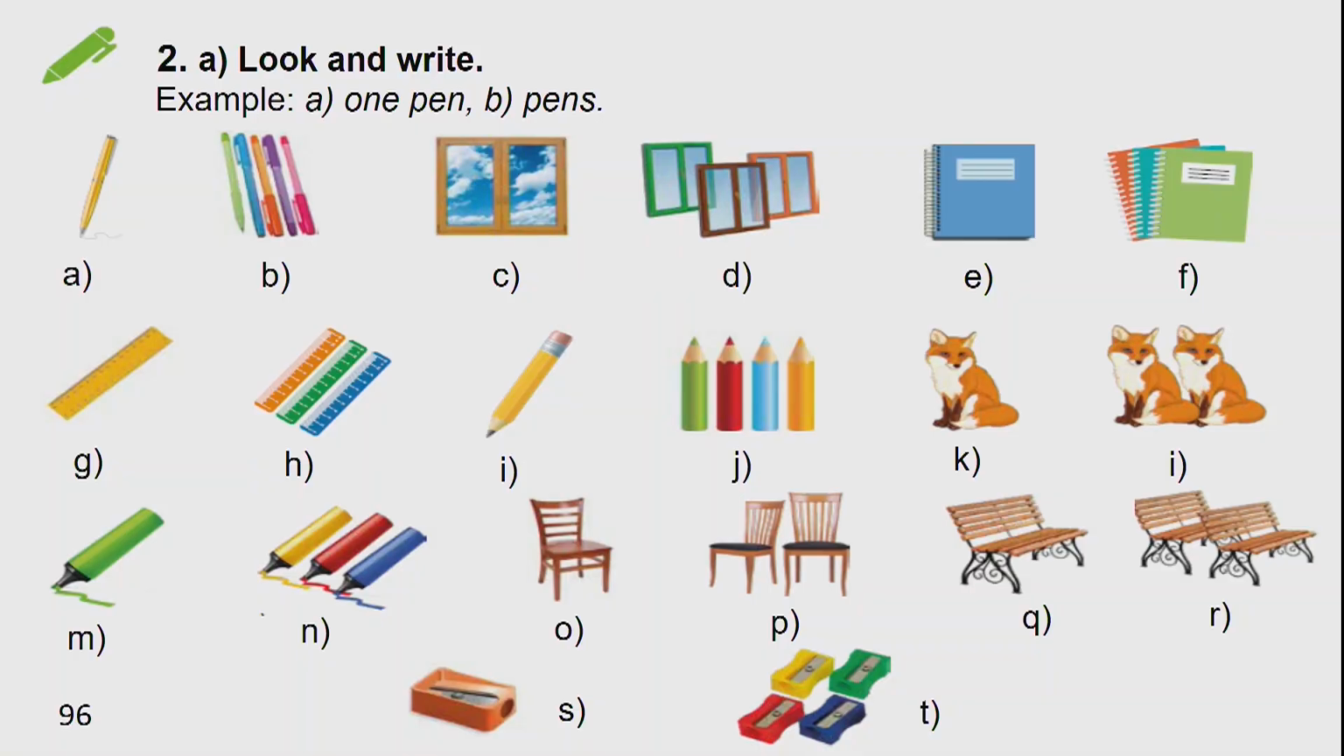Okay, guys, open your books on page 96 and look at exercise 2a. Here are 20 pictures. You look at the pictures and you write what you see in your copybooks. For example, look at picture A. We say 1 pen and we write 1 pen. Then look at picture B. Is it 1? No. So write pens in your copybooks.